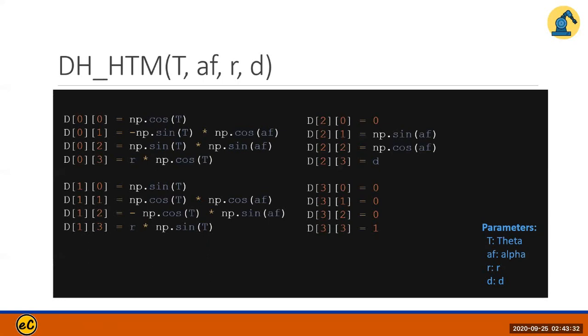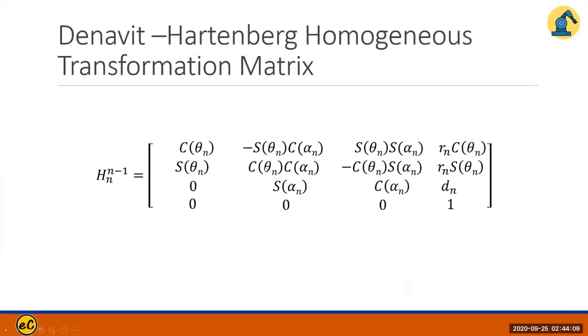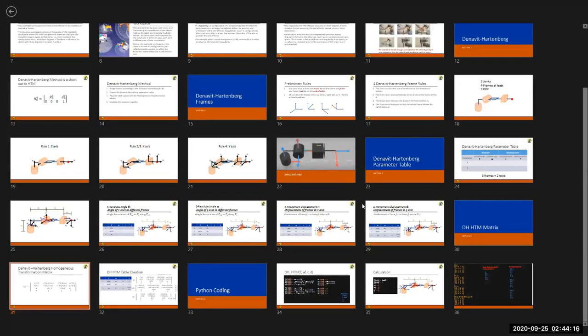Here in the Python code, we actually have a function called dh_htm. It takes in theta, alpha, R, and D. Here we put in all the numbers theta, alpha, R, and D and calculate a matrix called D. This is the same as this one, and it is the implementation of this matrix on this page. So that is the Python code we have.